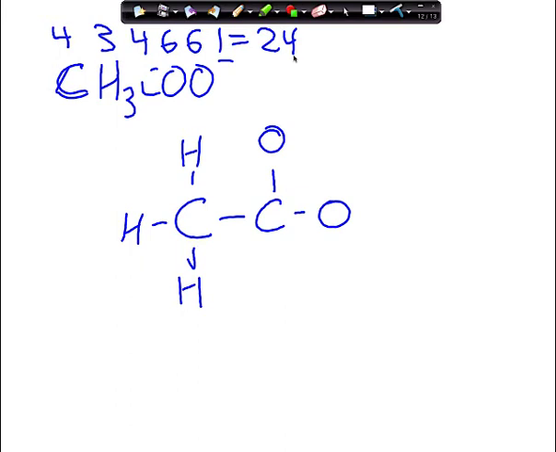So we've got 24 valence electrons. We've got 2, 4, 6, 8, 10, 12 already on the screen. So that leaves us with 12. So we can go 1, 2, 3, 4, 5, 6, 7, 8, 9, 10, 11, 12. Get it?